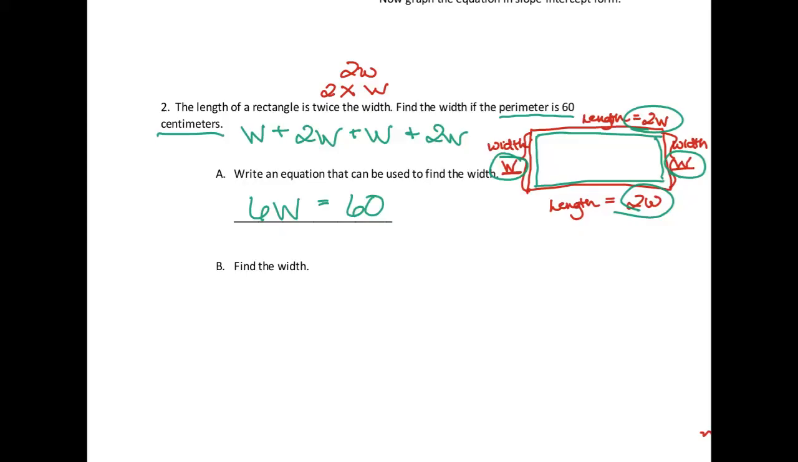We are supposed to find the width. The width is just W. So for this equation, what would I need to do to get W by itself? Divide by 6. So divide by 6, divide by 6. 6's simplify out. So W is equal to 10. And we should label it. What did they label it earlier? 60 what? So that means the width should also be 10 centimeters, cm.